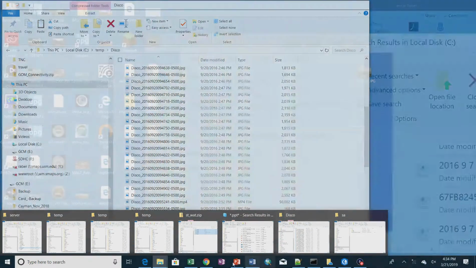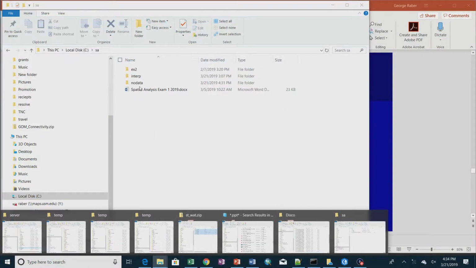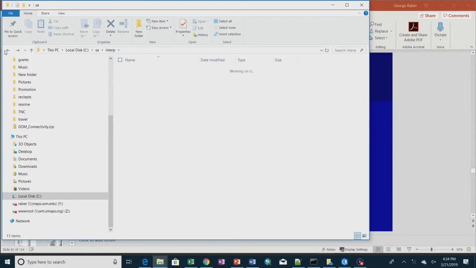I have way too many computer tabs, you're right. You're not the first to make that observation.